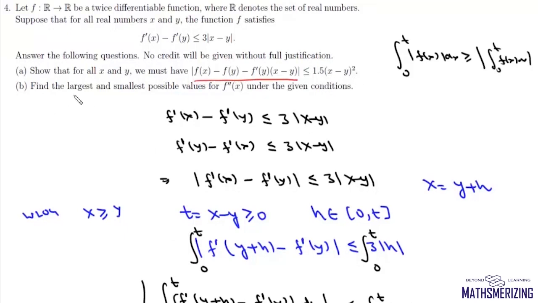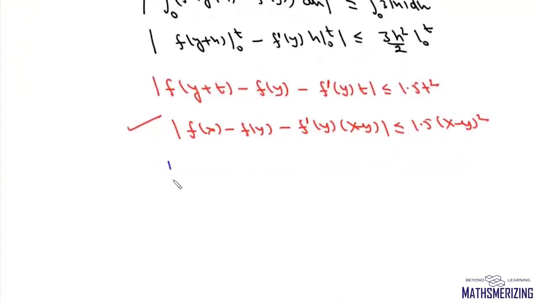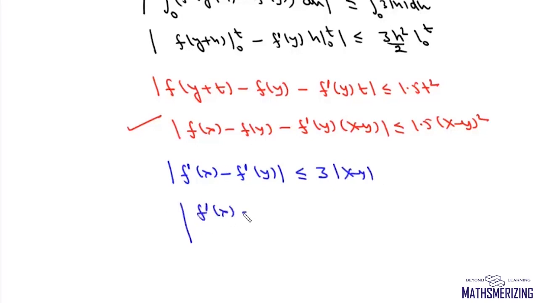Now B part is, find the largest and smallest possible value of f double dash x under the given condition. So for that, we'll use this condition, which is mod of f dash x minus f dash y is less than or equal to 3 mod of x minus y. Now we can also write this as mod of f dash x minus f dash y upon x minus y is less than or equal to 3.